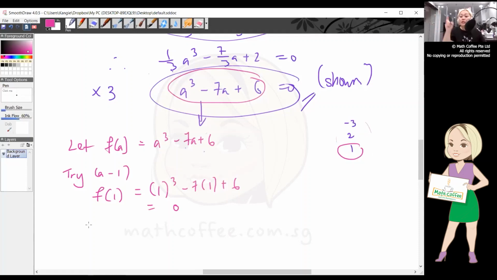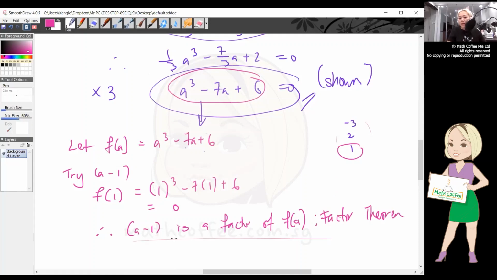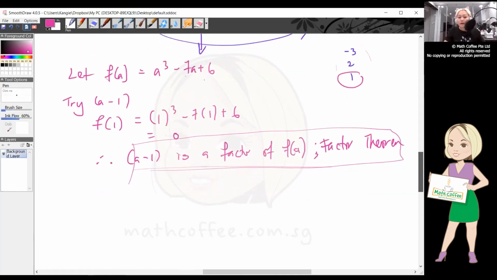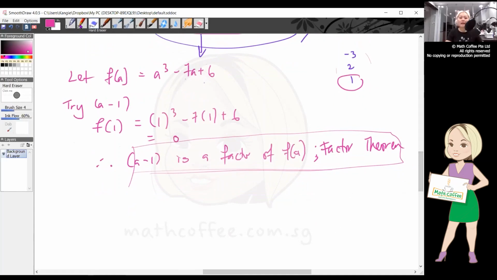Then you will say, okay, therefore a minus 1 is a factor of f(a). And you have to say this is because of factor theorem. I have students who don't write this statement. The school will deduct marks because they will say, how do you know that this is a factor? It's because of factor theorem. Once you're done with this, then the rest, how are you going to do? Do long division, right? Some students like to do comparing coefficients, but I like to do long division. Up to you. There are a few ways of doing it as long as your method is logical.